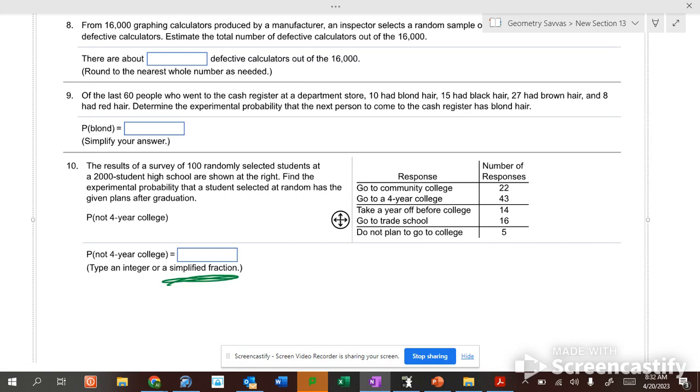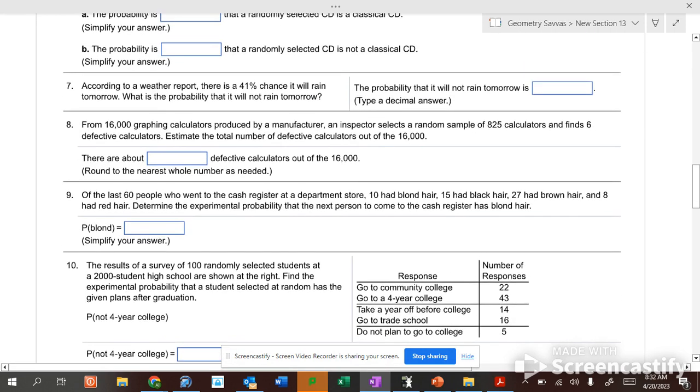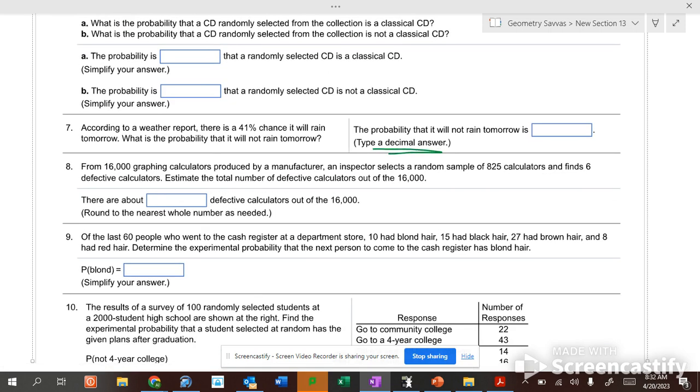When it asks for a fraction, make sure you put it in fraction form. When it asks for a decimal, put it in decimal form. If there's a 41% chance that it will rain tomorrow, what's the percent chance it won't rain tomorrow? Not 60. 41. 59. So then, instead of writing 59%, you write as a decimal 0.59.